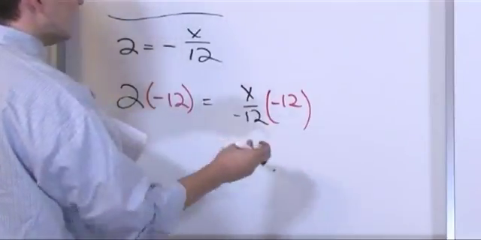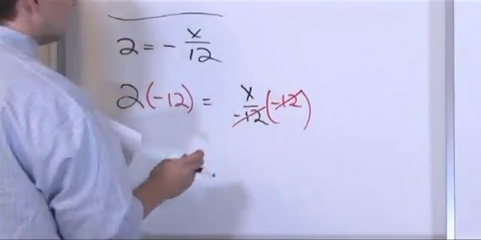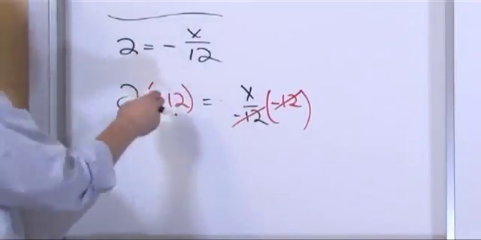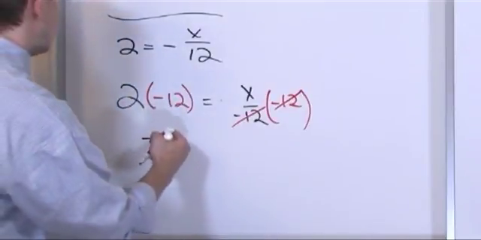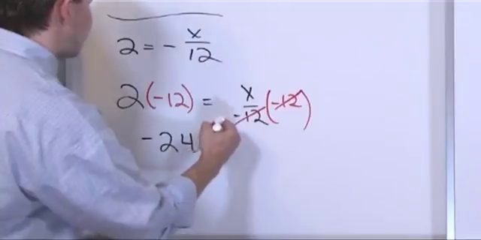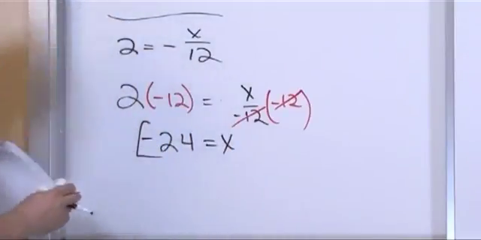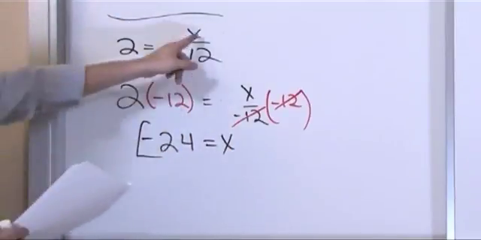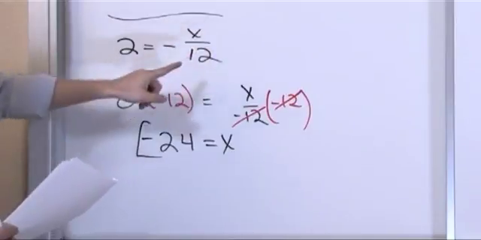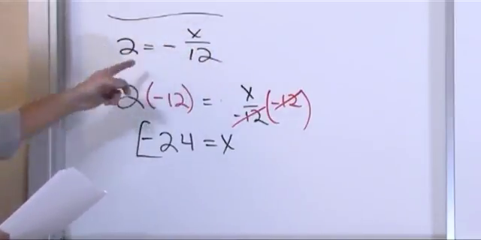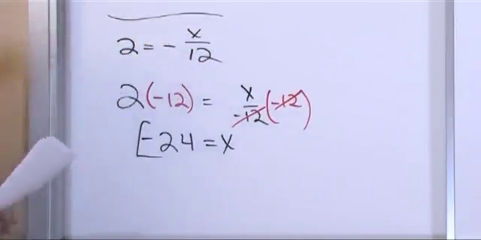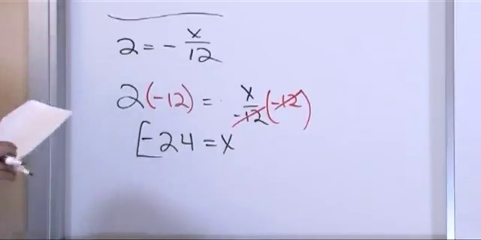So I'm going to sort of stick it down there so I can cancel the negative 12 with the negative 12. So this times this is going to give me negative 24 is equal to x. And that's the answer. X is equal to negative 24. And if you put it in here, negative 24 divided by 12 is 2. Negative divided by negative is going to give me my positive, and that's the answer.